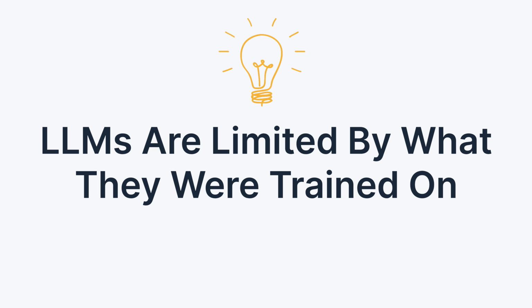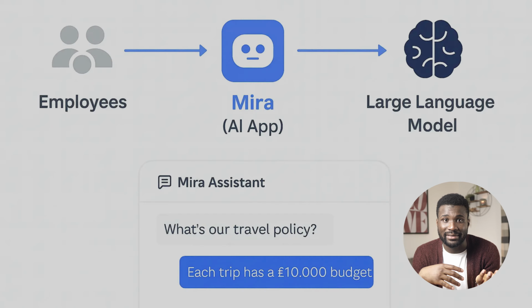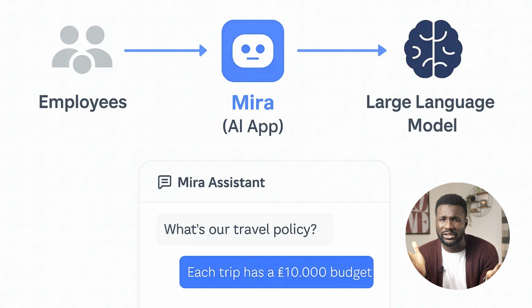And this is exactly what LLMs do when they hallucinate or something similar to it. As powerful as they are, they only know what they were trained on. So let's imagine a scenario. Imagine you're building an AI app for your company. Let's call the app Mira. Mira is designed to help employees find answers fast. So employees can ask questions like, what's our travel expense policy? How do I reset my laptop password? And several other questions like that.